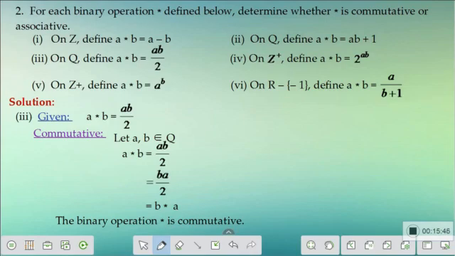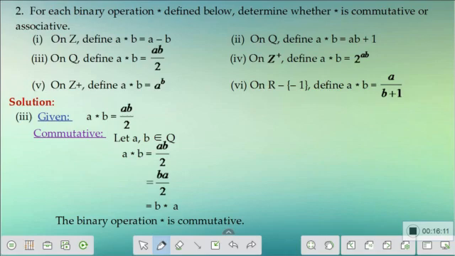For each binary operation star defined below, determine whether star is commutative or associative. As we know the definitions of commutative and associative, we also learned this in this session. Let's solve a few subdivisions in it. I'm going to solve subdivision 3 and subdivision 6 in this session, so that it will be easy for you to practice the remaining at home. Let's start with the third subdivision.